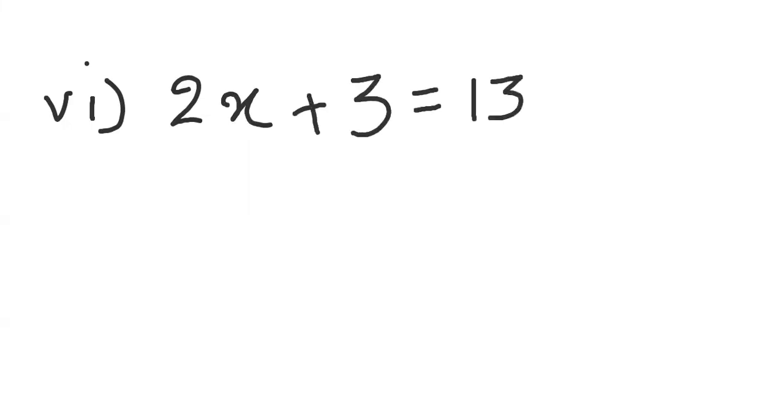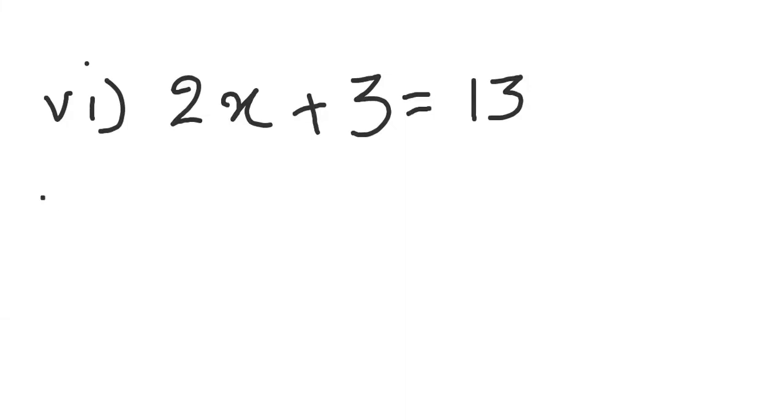For example, 2x plus 3 equal 13. Now you can see 2x plus 3. Here multiplication, here addition. So what can we remove first? That is the question. When multiplication and addition are given, make sure you remove the addition part first. This addition can be removed first. How can you remove this additional 3? By taking it to this side, you can take it as minus 3.